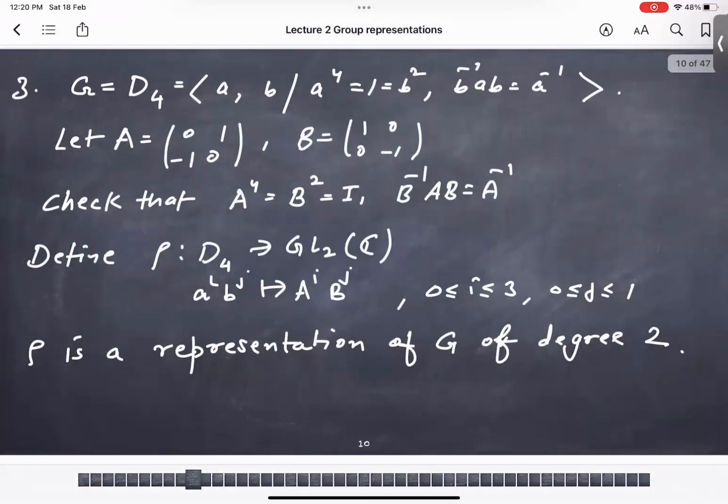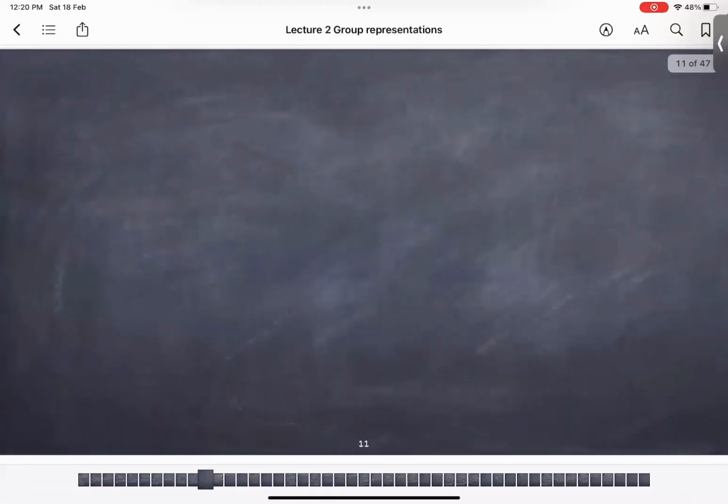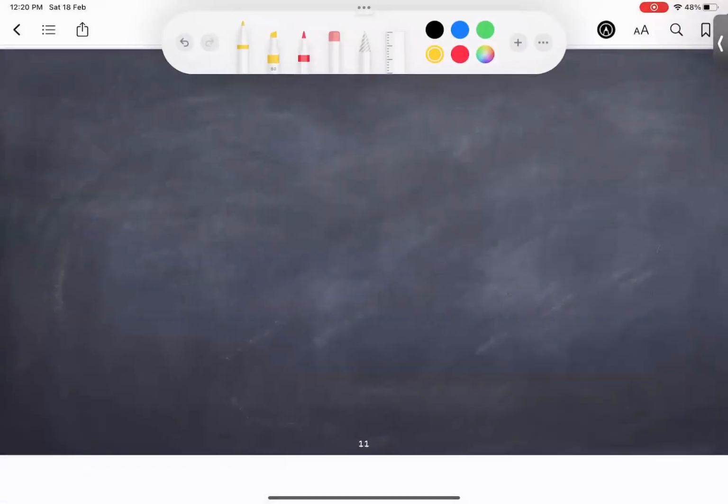So let's talk about the dihedral group of order 8, and let us try to construct a 2-degree representation of the dihedral group of order 8, D4. So how do you view D4?